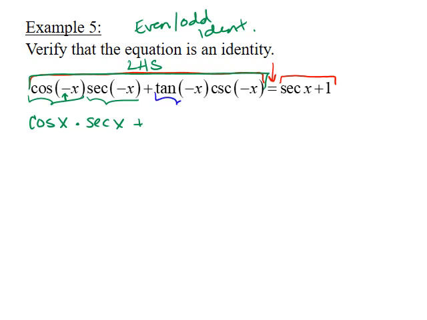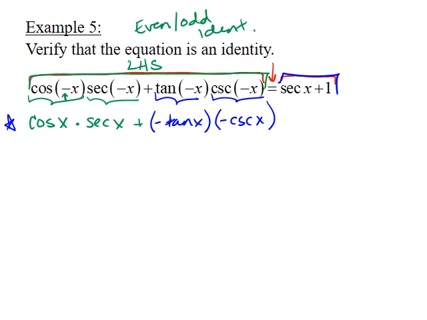But over here, these are odd identities or odd functions. So if you plug in a negative, out comes a negative. So this becomes negative tangent of x because we want a positive argument. And this becomes a negative cosecant of that positive x. I'm just going to leave the right-hand side alone, and I'm just going to manipulate this like crazy to see if I can end up with secant of x plus 1.